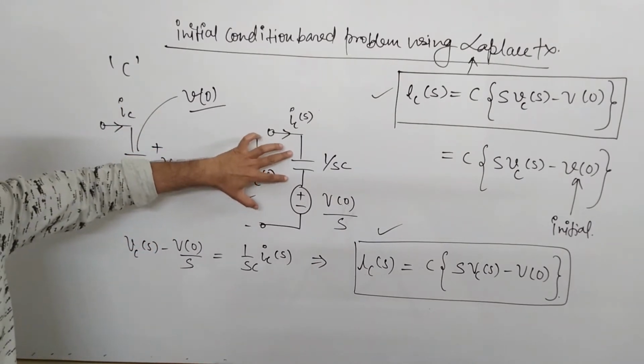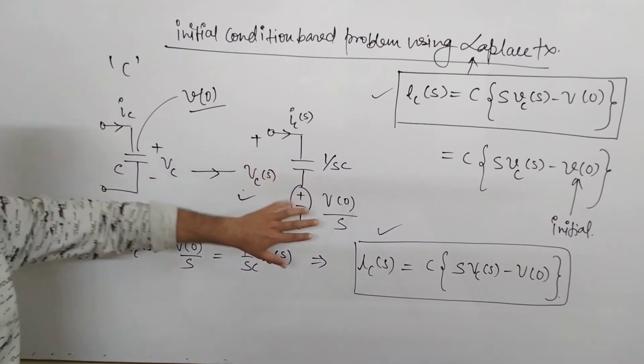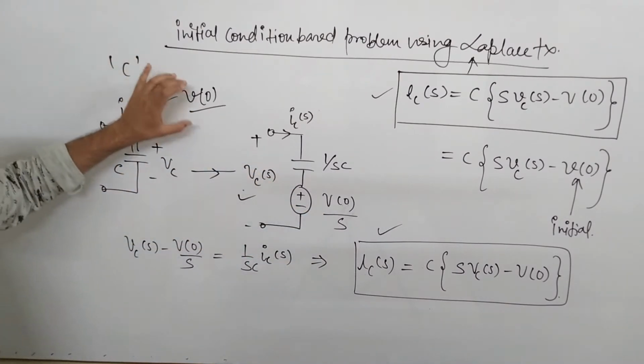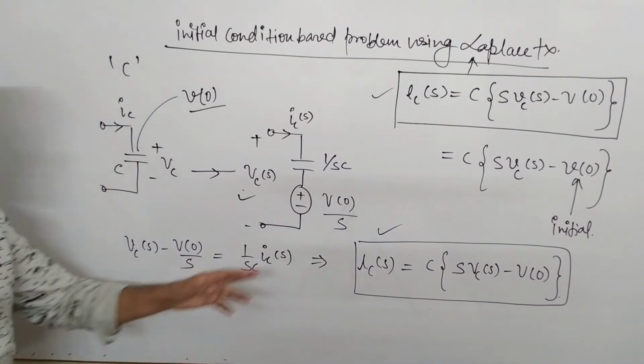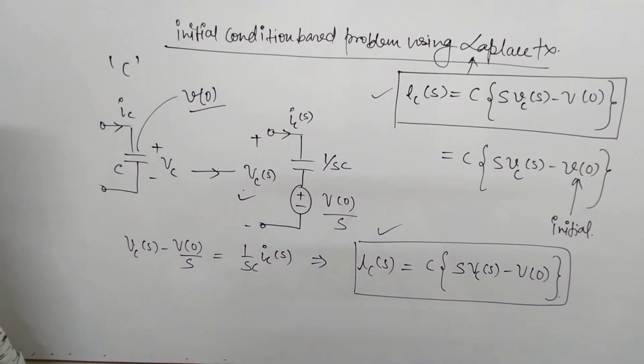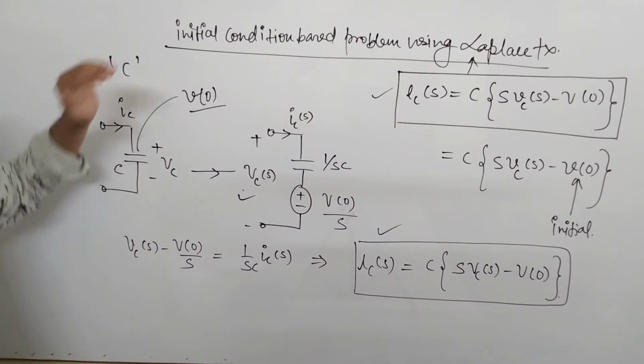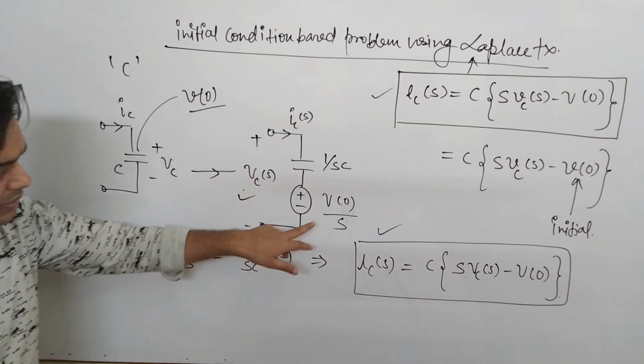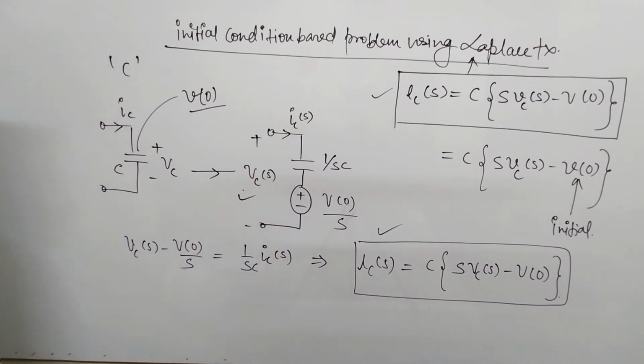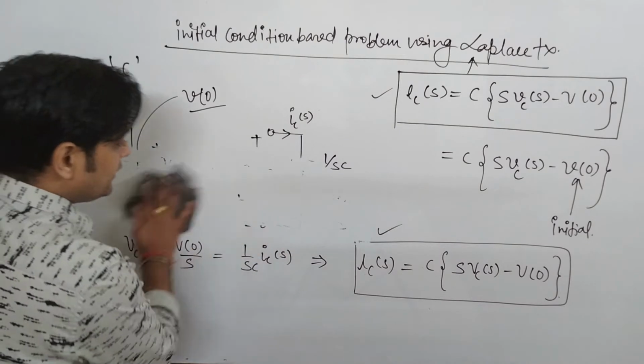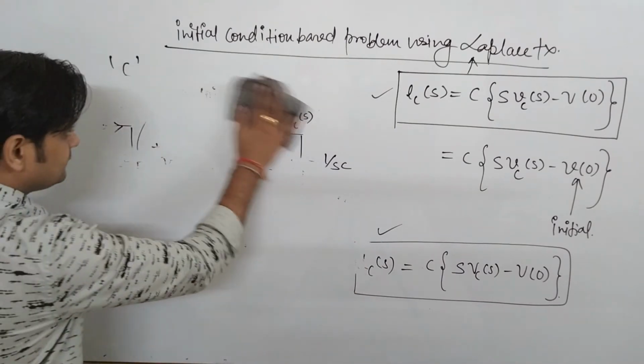It means this capacitor along with this voltage source whose value is V0 by S. This V0 is what? This V0 upon S. Why are we taking S in the denominator? Because this voltage which is coming here is a positive voltage, or you can say it is a unit step voltage, or it is a DC voltage. So when you convert this into the Laplace domain, it comes in the form of 1 by S, because the transformation of u(t) is 1 by S. We have already seen this. So this is all about the capacitor. You will understand more during the numerical sessions.